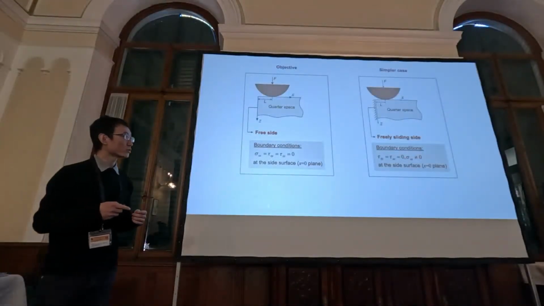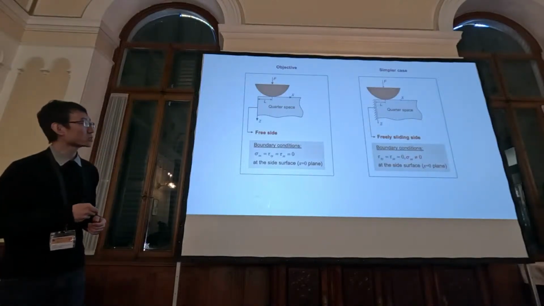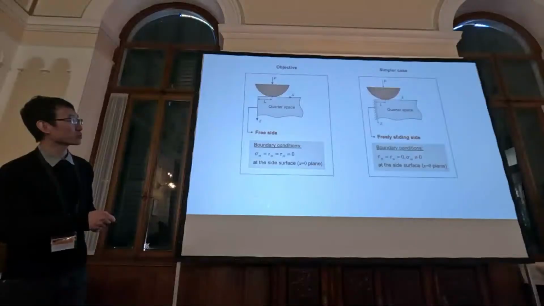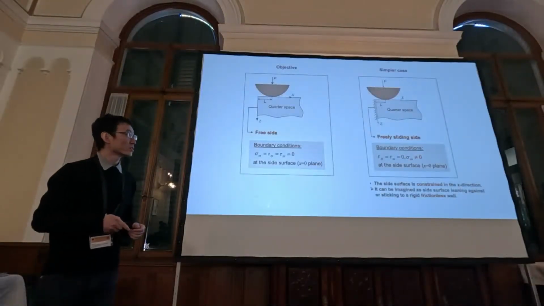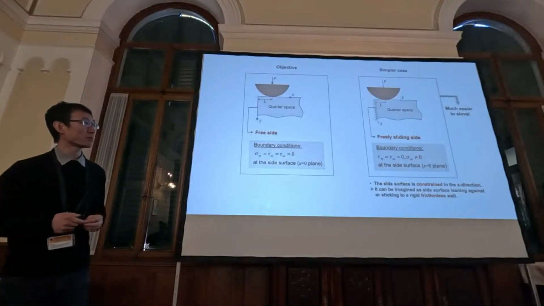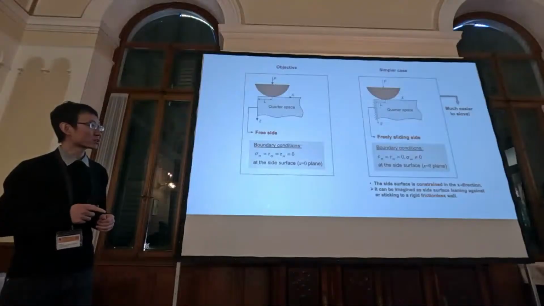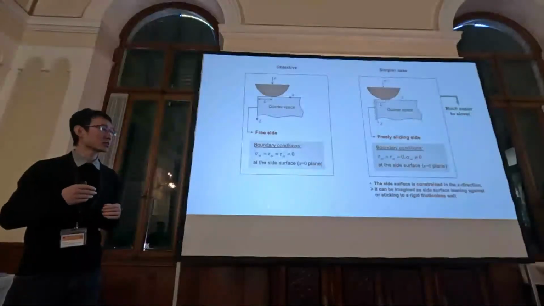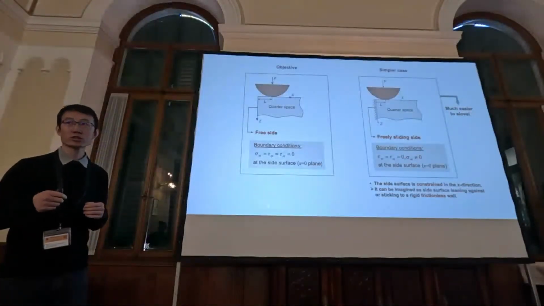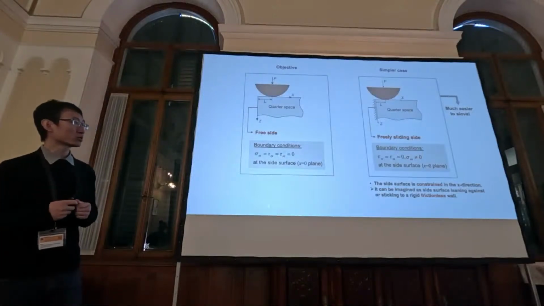Here I will show you another simpler case. Why do I consider this simpler case? Because this contact problem is much easier to solve. In this case, the side surface is constrained in the x direction. So you can imagine that the side surface is leaning against a rigid frictionless wall, or it is frictionlessly stuck to a rigid wall.